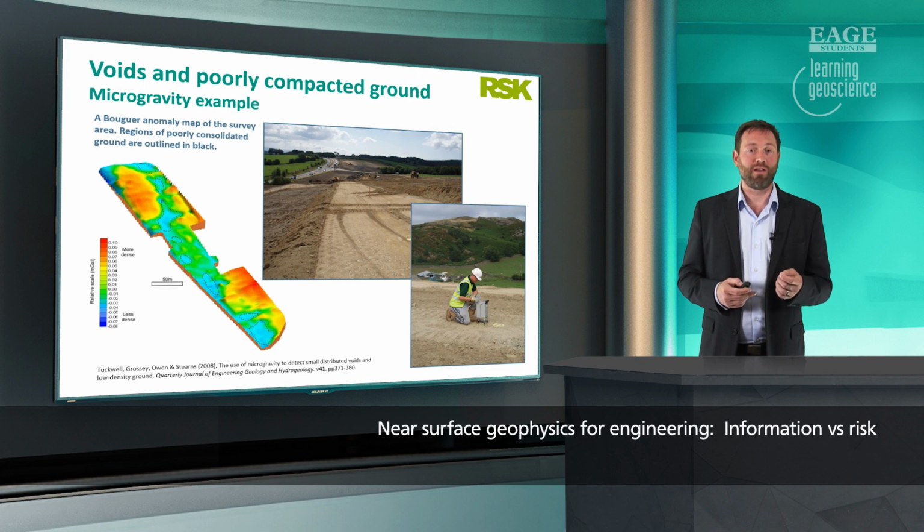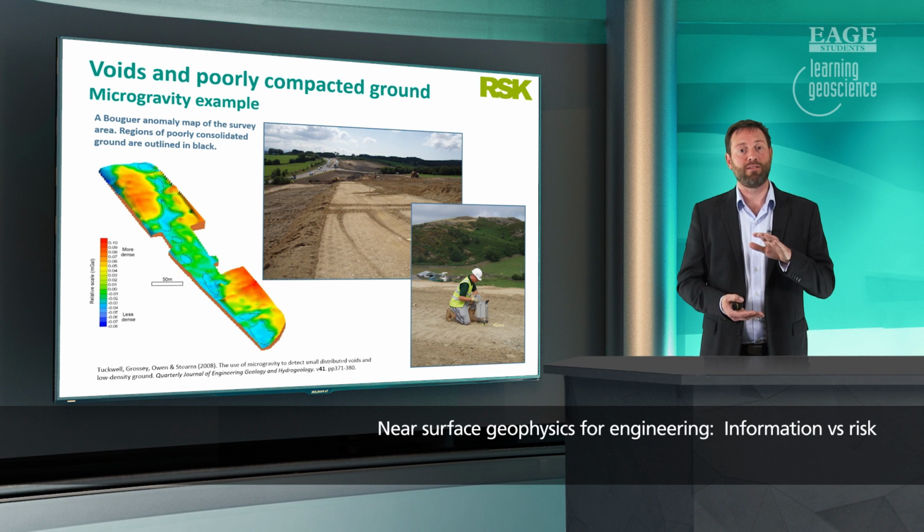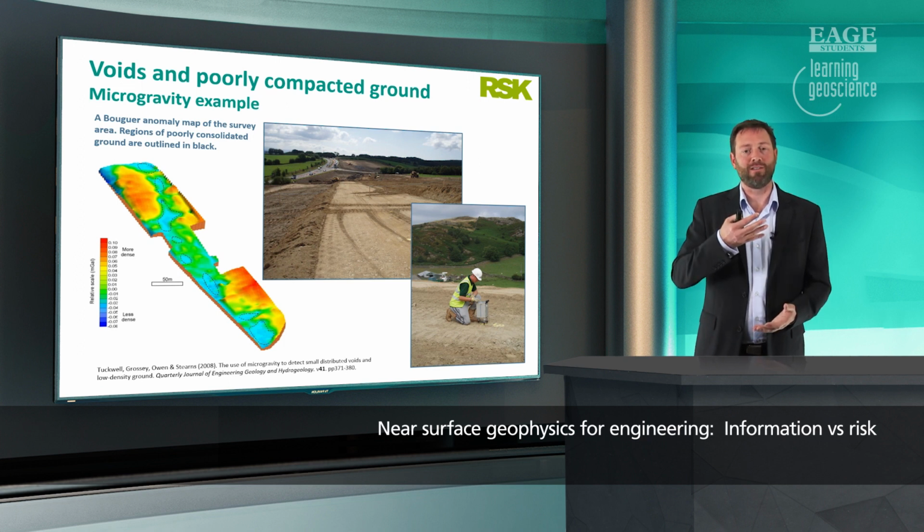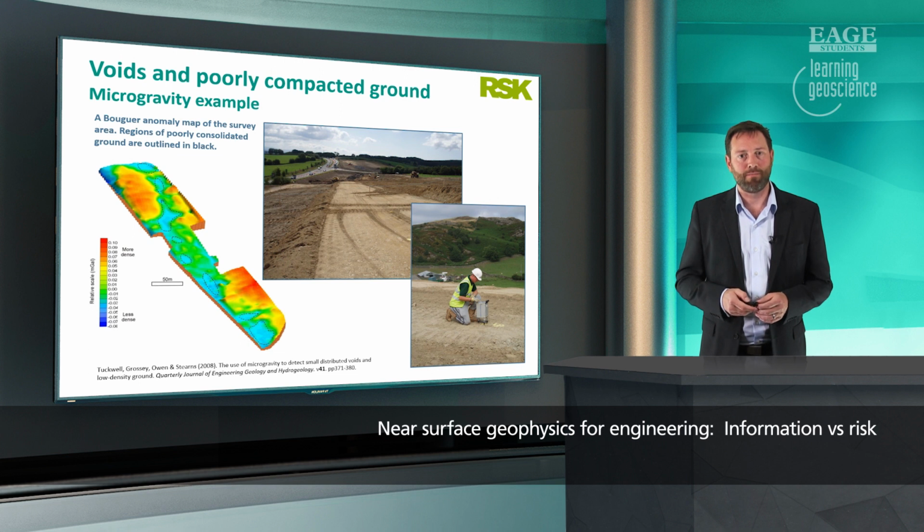But in this particular case, those open voids which were in the limestone beneath a sequence of glacial till, that till has actually collapsed into the limestone, and what we've got is not open voids, but soft, poorly compacted ground where that till has collapsed but not been compacted.